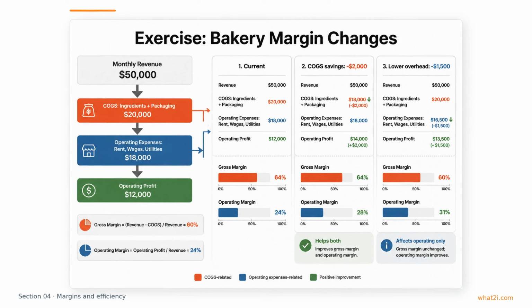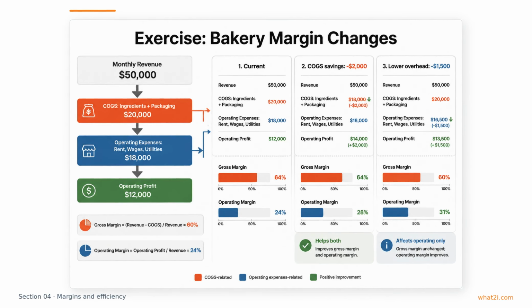The bakery exercise helps compare savings at different layers. With $50,000 of monthly revenue and $20,000 of ingredients and packaging, gross profit is $30,000, so gross margin is 60%. After $18,000 of rent, wages, and utilities, operating profit is $12,000, giving an operating margin of 24%.